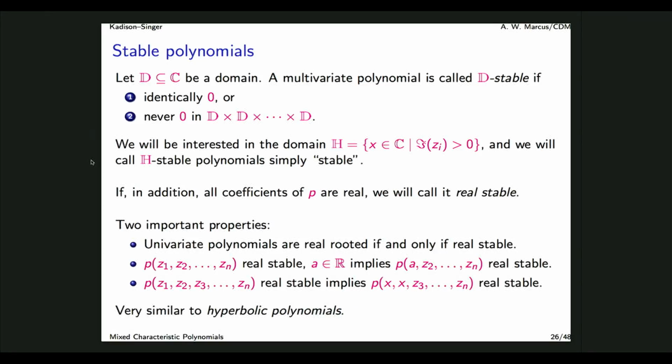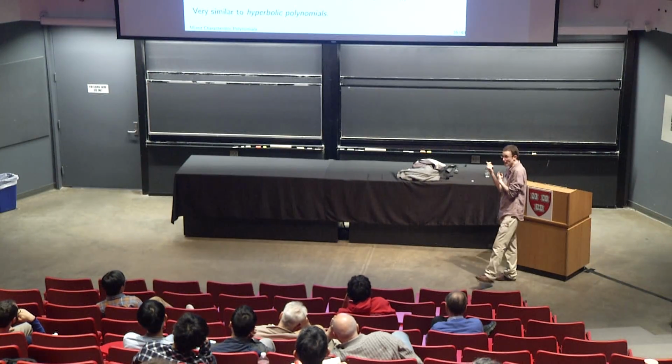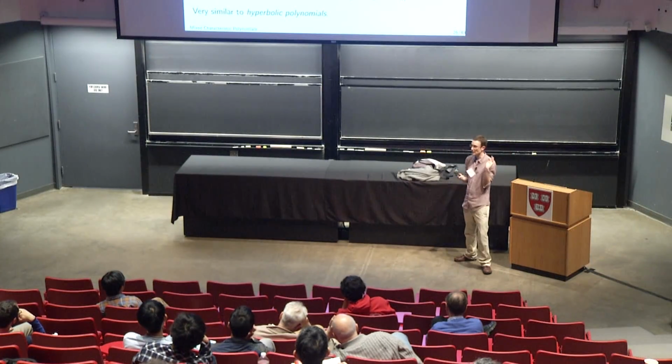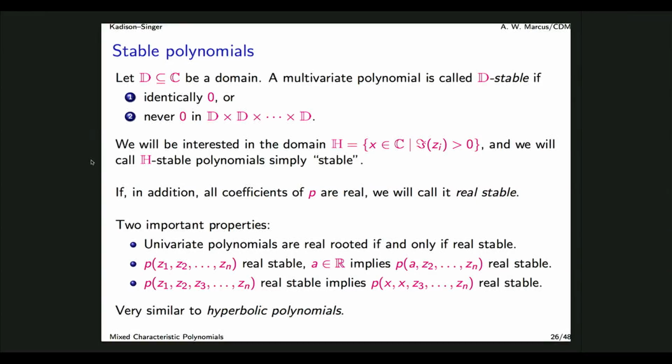So I apparently have problems counting. Three important properties. Firstly, a univariate polynomial is real-rooted if and only if it's real stable. So this is a true generalization of real-rootedness. And this comes from the fact that if you have real coefficients, then your complex roots come in conjugate pairs. So if you have any complex roots whatsoever, you in particular have to have one in the upper half plane. So not having real roots means that you're not real stable.